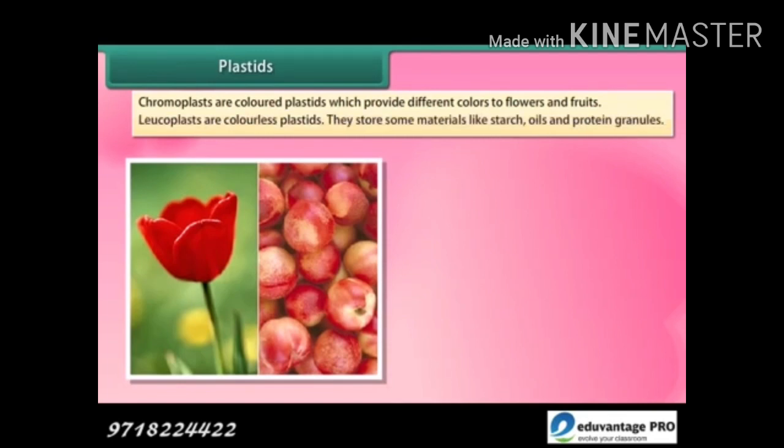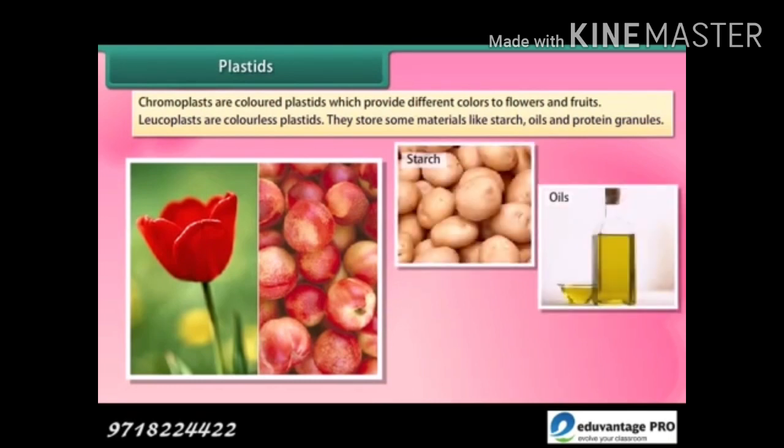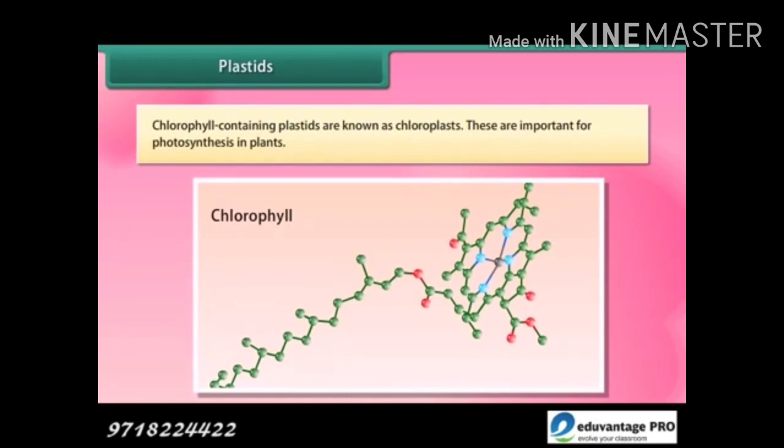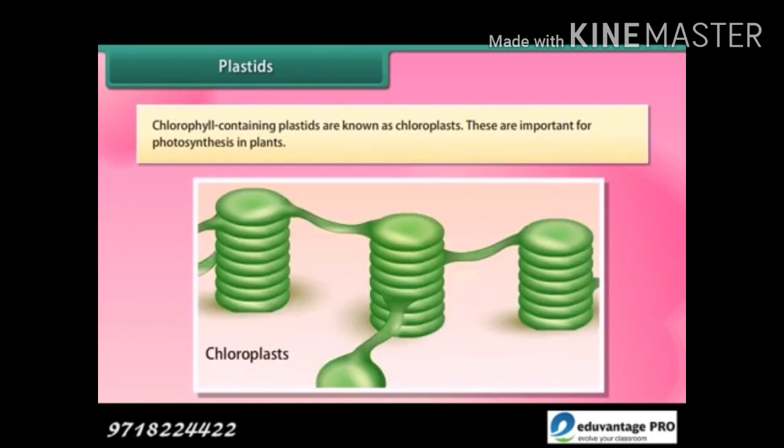Leucoplasts are colorless plastids. They store some materials like starch, oils, and protein granules. Chlorophyll-containing plastids are known as chloroplasts. These are important for photosynthesis in plants. Difference between animal and plant cell.